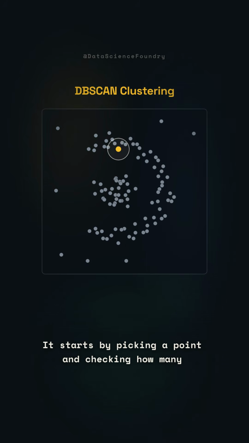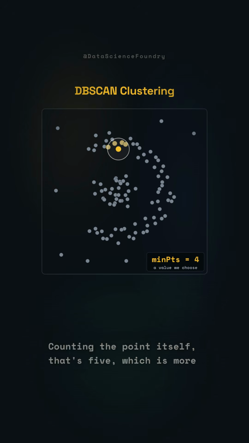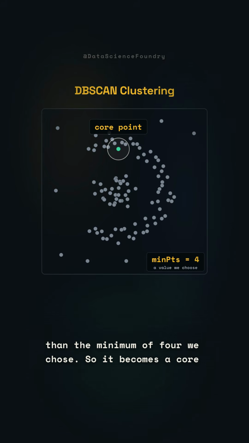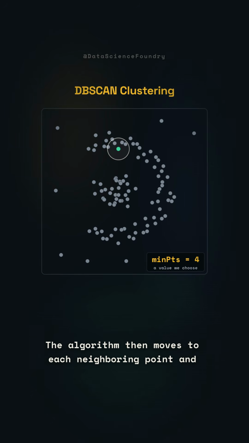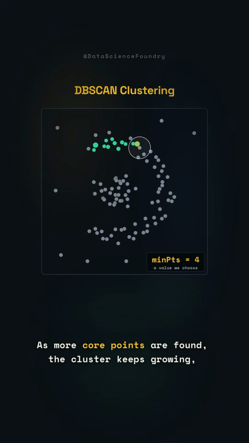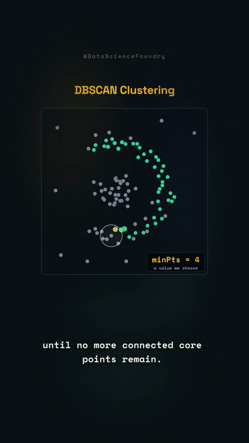It starts by picking a point and checking how many neighbors are within a small distance. Counting the point itself, that's 5, which is more than the minimum of 4 we chose. So it becomes a core point and starts a new cluster. The algorithm then moves to each neighboring point and performs the same check again. As more core points are found, the cluster keeps growing until no more connected core points remain.